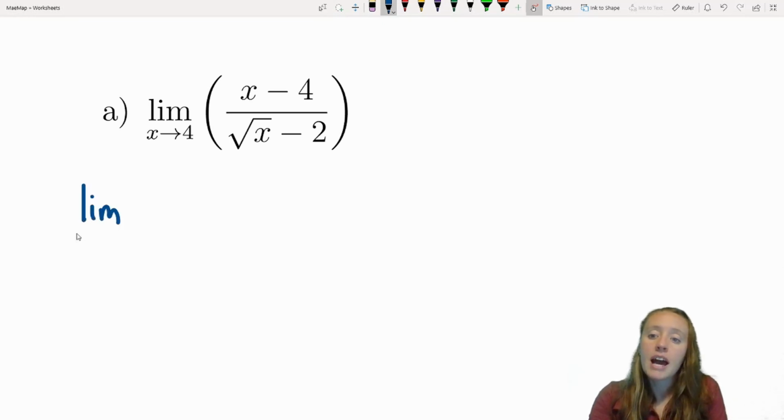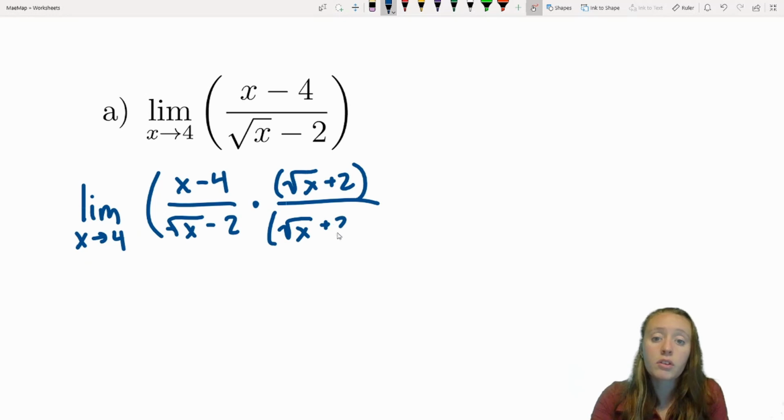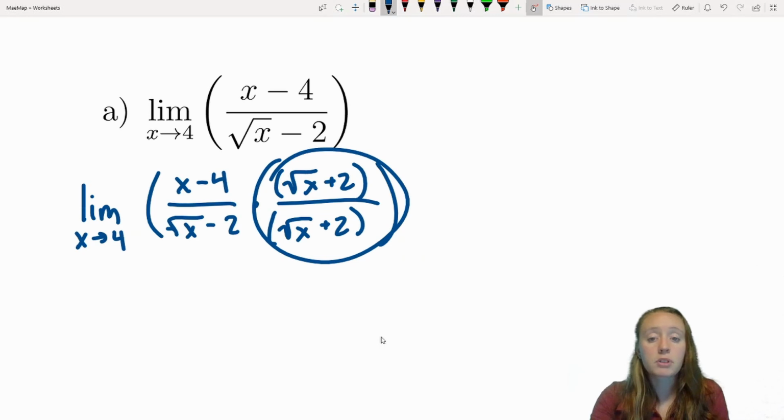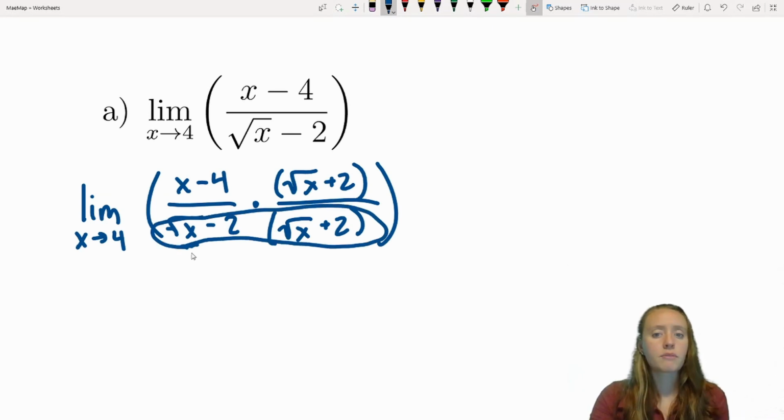So I'll have the limit as x approaches 4 of x minus 4 over the square root of x minus 2, and I'm going to multiply everything by the conjugate so that I'm multiplying by 1. So the conjugate of the square root of x minus 2 is going to be the square root of x plus 2. I need to multiply by 1, so the square root of x plus 2 in my denominator as well. Square root of x plus 2 over square root of x plus 2 is 1, so I'm not changing the value of this, although you can see in my denominator, I'm going to get rid of the square root.